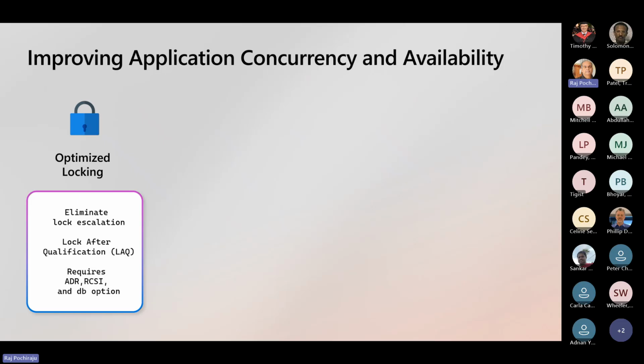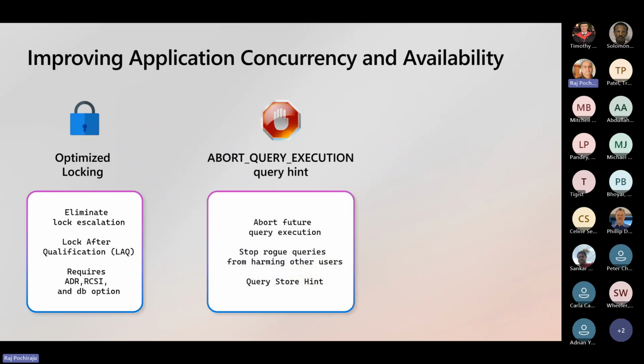So optimized locking eliminates lock escalation, and to enable this feature you require ADR actually, Accelerated Data Recovery. And then query execution is another new capability that we added that really helps you to stop any rogue query which is taking resources and impacting other queries. You can abort it using this particular query hint to begin with.